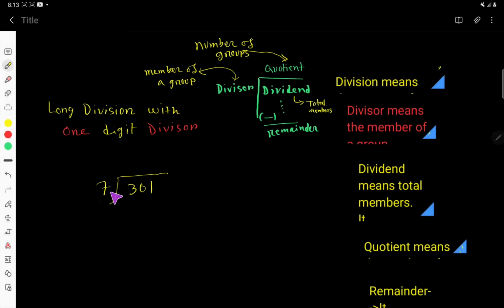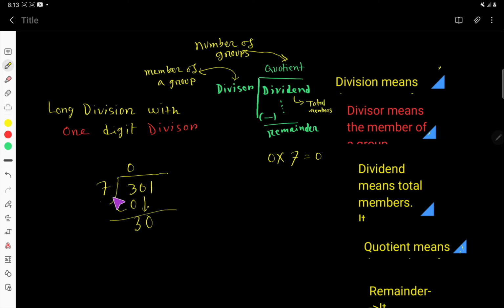So let us do that. So look, 7, this 3 is less than 7, right? So 7 goes into 3 how many times? That is 0 times. So now you have to multiply 0 times 7, that is 0. If you multiply something by 0, you'll get 0. So now you have to subtract. 3 minus 0 is 3. Now bring down this 0, that is 30.